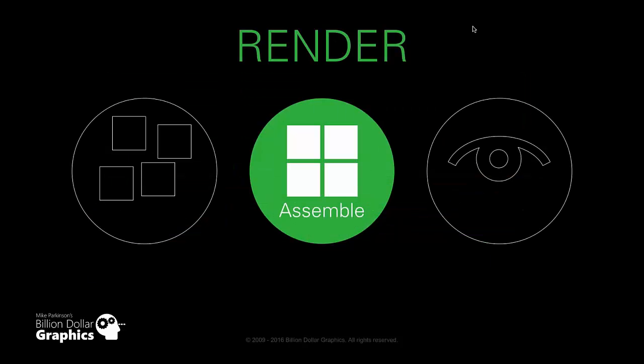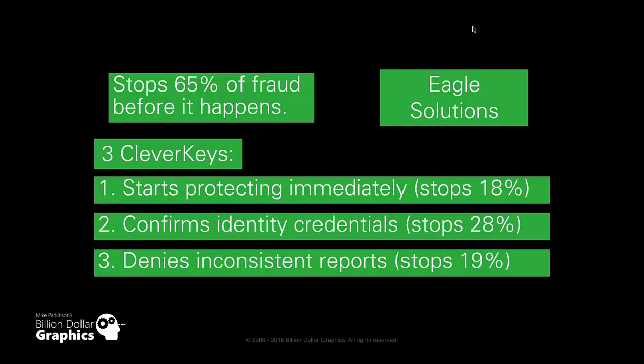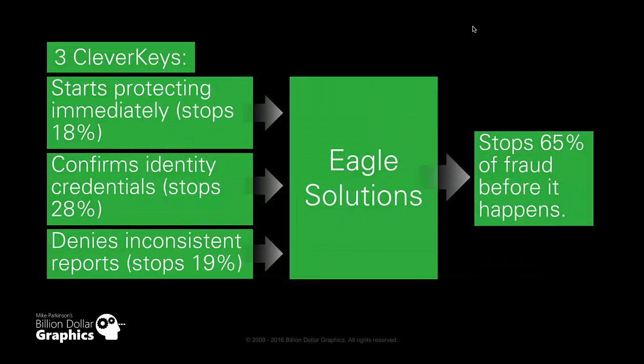And then after I chunk them, it is my job to reassemble them to tell a story. So in this story I'm telling, I'm saying that the 3 clever keys go into the Eagle Solutions IT security solution, architecture, whatever it is, and then out comes, then we stop 65% of fraud before it happens.